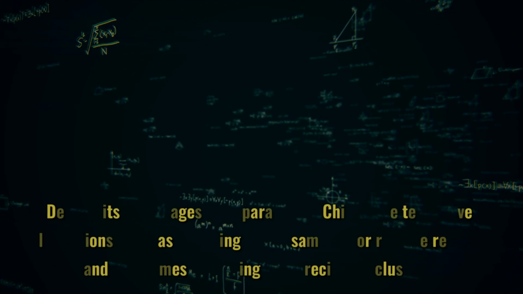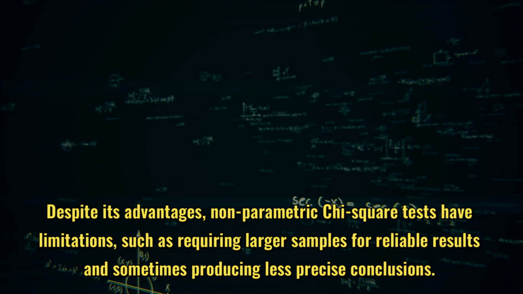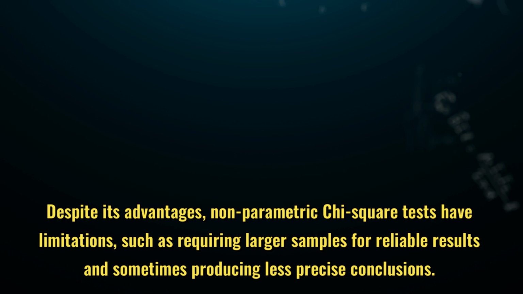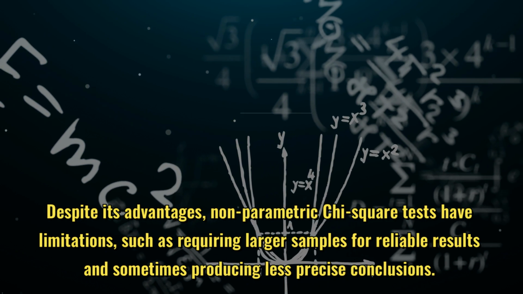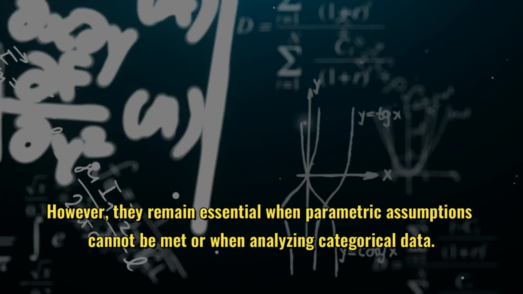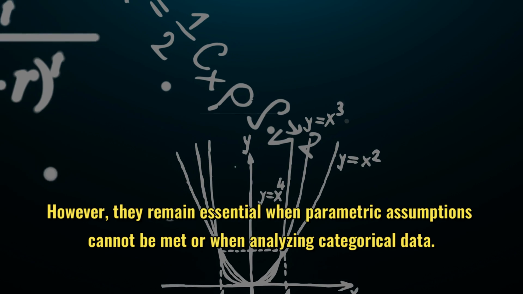Despite its advantages, non-parametric chi-square tests have limitations, such as requiring larger samples for reliable results and sometimes producing less precise conclusions. However, they remain essential when parametric assumptions cannot be met or when analyzing categorical data.